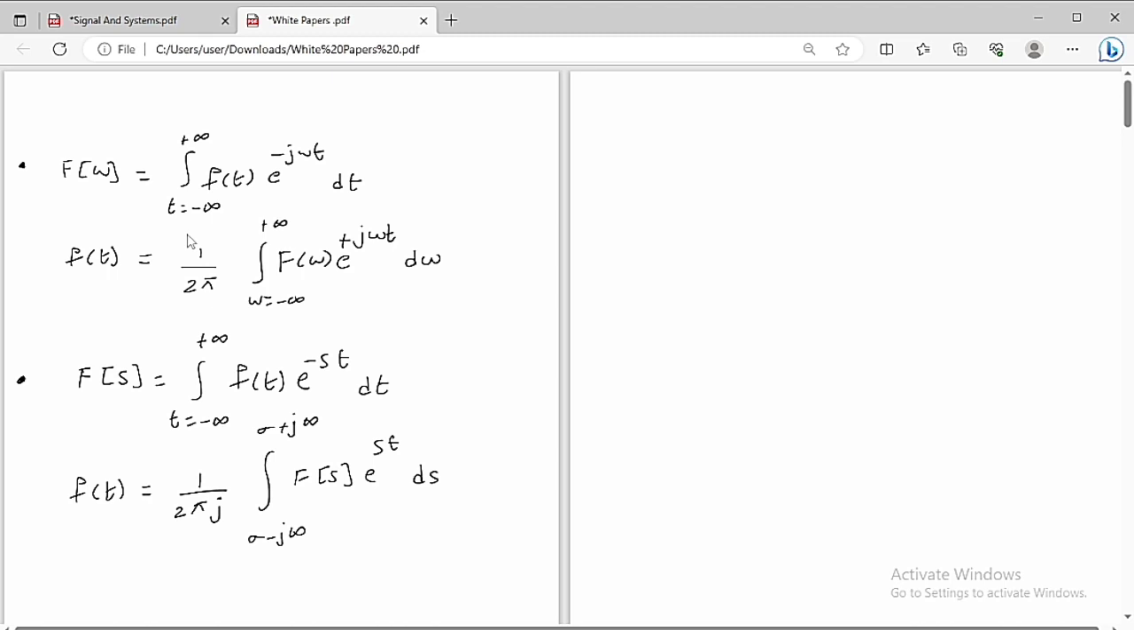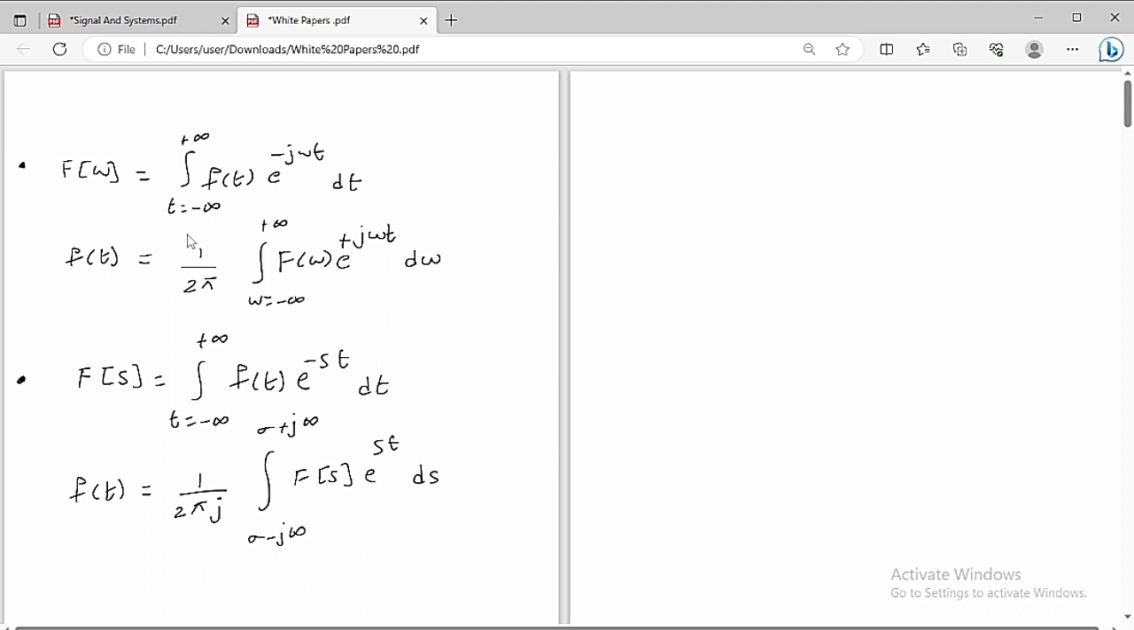In the case of the Fourier and Laplace transform, I have already explained this formula in detail. How to remember it, I have also already told you. You have to keep an extra factor j, and also in place of j omega, you have to replace j omega by s. If you remember like this, then everything is going to become very simple. Therefore, f(t) is equal to 1 by 2 pi j times the integration from sigma minus j infinity to sigma plus j infinity of F(s) into e to the power of st into ds.